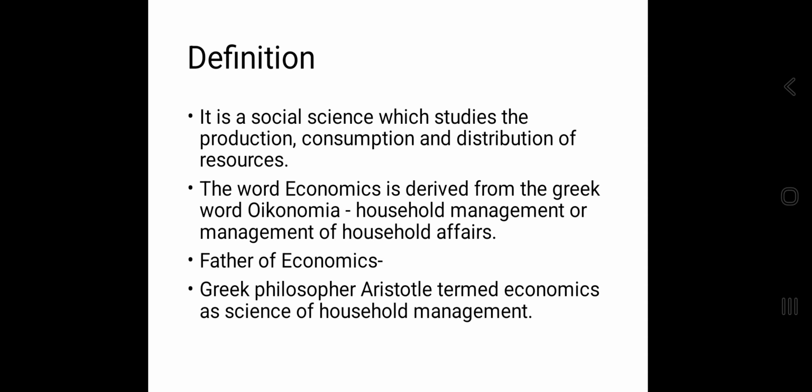Okay, here one definition is given. It is a social science which studies the production, consumption, distribution of resources. As we already know, there are three economic activities in an economy. First one, production. Second one, consumption, and distribution. Production means we produce something in the economy. Consumption means there are a lot of consumers ready to consume the goods and services, right? Then distribution is there.